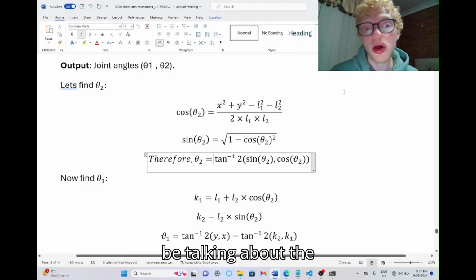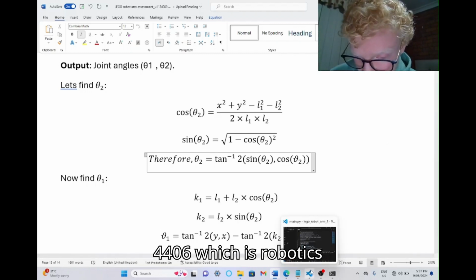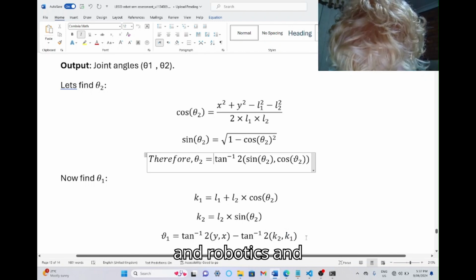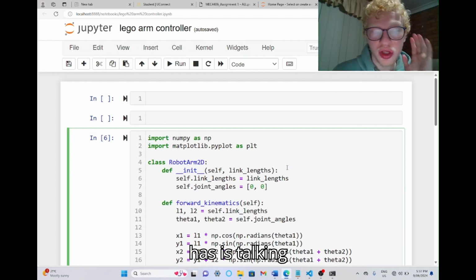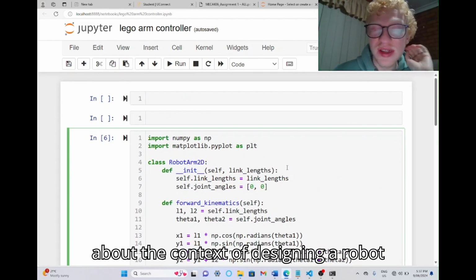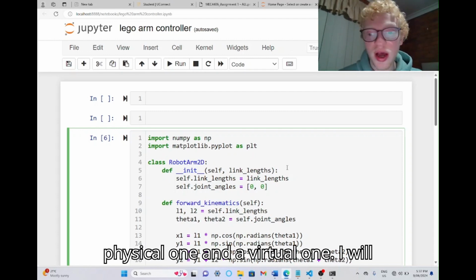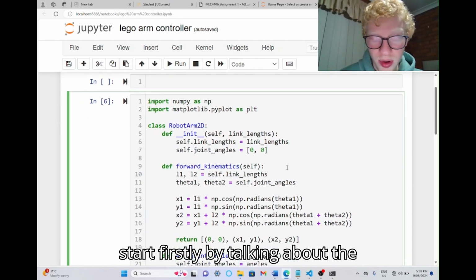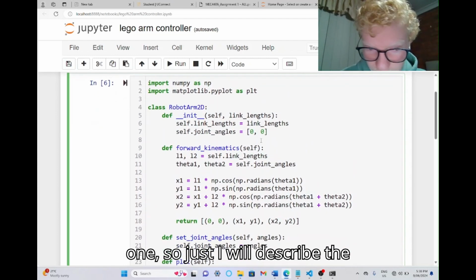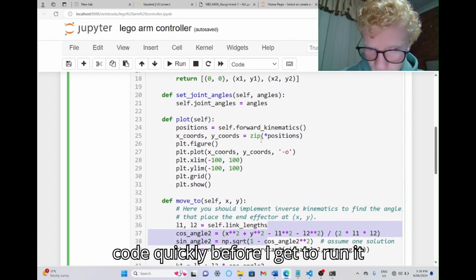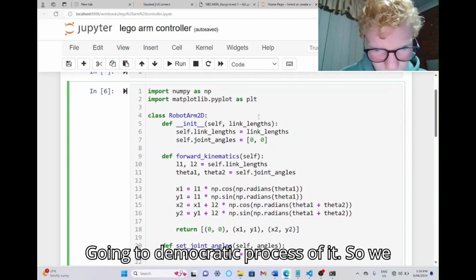I will today be talking about the first assessment of MEC 4406, which is robotics and machine vision. This assessment is talking about the context of designing a robot arm, and I have a physical one and a virtual one. I will start firstly by talking about the virtual one, then I will get to the physical one. So I will describe the code quickly before I get to run it, and then we will go into the operation process of it.